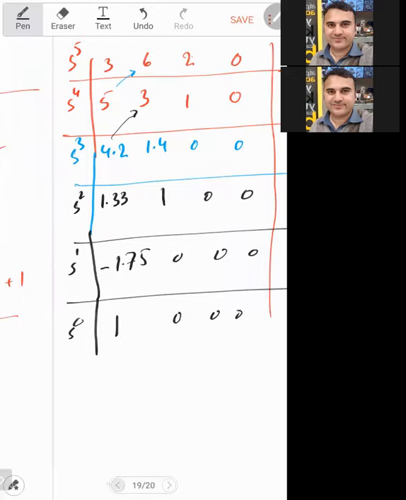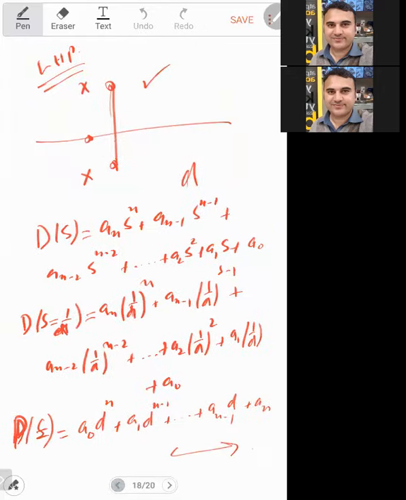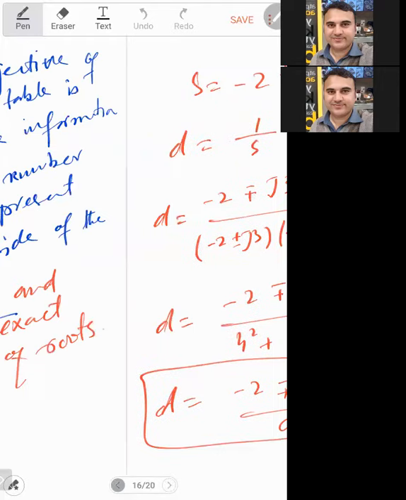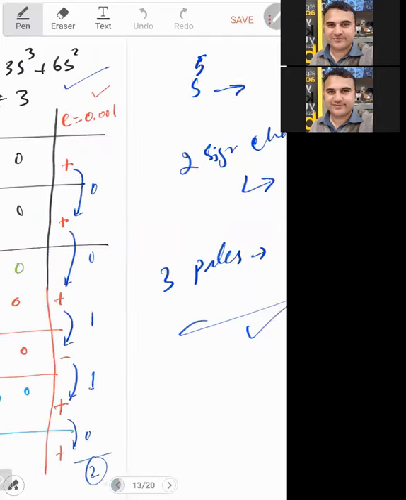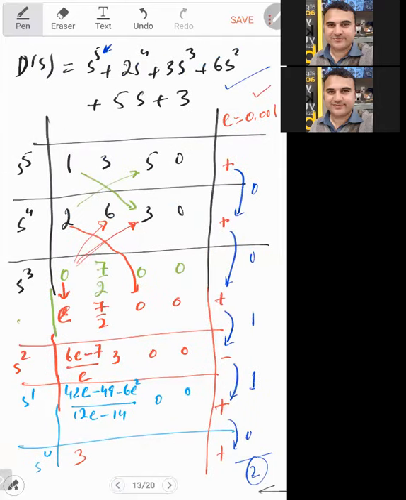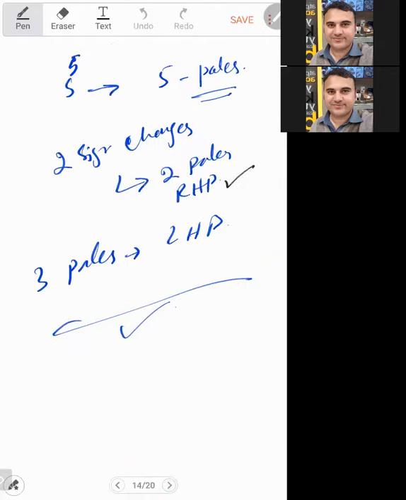Now let me come back to the original problem and the first method. In the first method, we said that there are two sign changes. You can notice this one. There are two sign changes, and we said that there are 2 poles in the right half plane, and the rest of the 3 poles are in the left half plane.